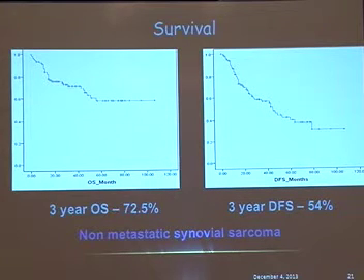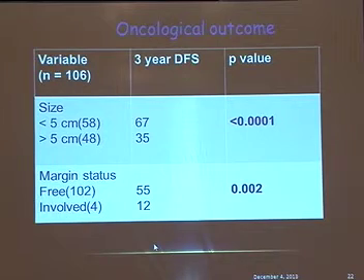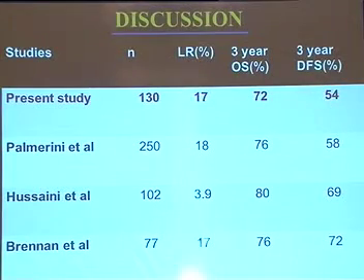Coming to the survival analysis, 3-year overall survival was 72.5% and disease-free survival was 54% in the non-metastatic group. When we did the univariate analysis to find out the prognostic features, we could find that size more than 5 centimeters and involved margin status were the most important factors predicting long-term survival. When we compared our study with the other studies in the literature, we could find that in terms of local recurrence as well as survival, they were comparable, although the survival was slightly higher in the Western studies.